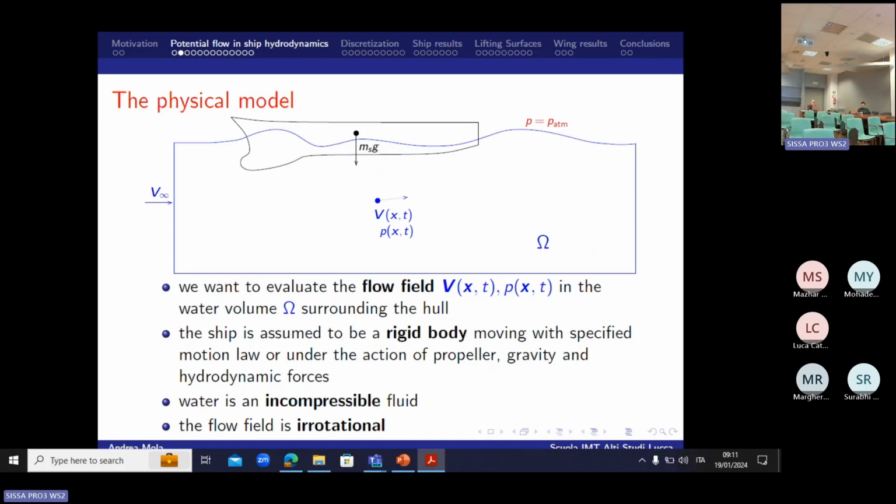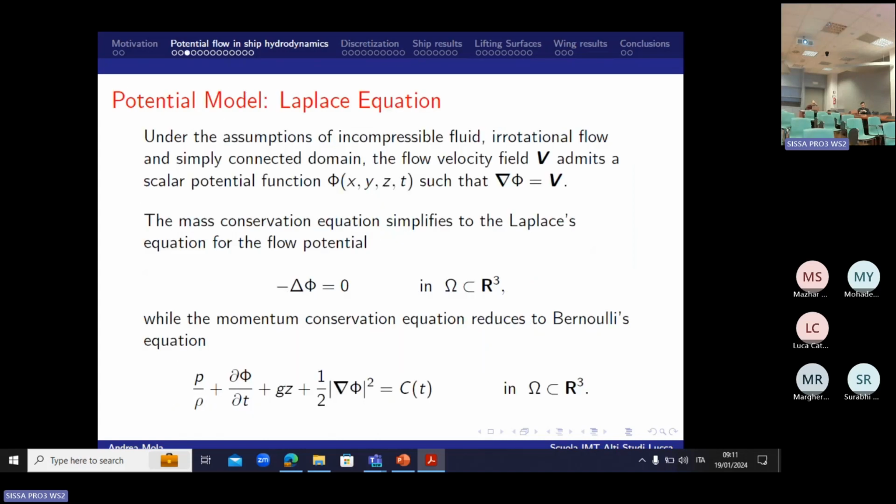The ship is assumed to be a rigid body. Water is an incompressible fluid. The flow is irrotational, and the air in this model is represented only as a constant and uniform pressure exerted on top of the free surface. Under these very impactful assumptions, so incompressible fluid, irrotational field and simply connected domain, the flow field admits a scalar potential such that the gradient of the potential is going to be the velocity field.